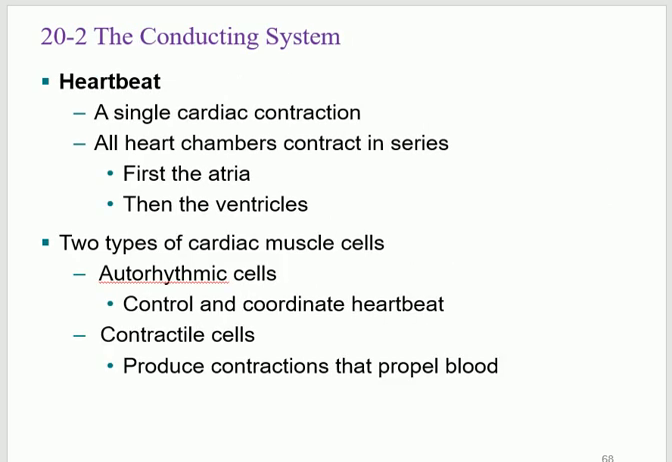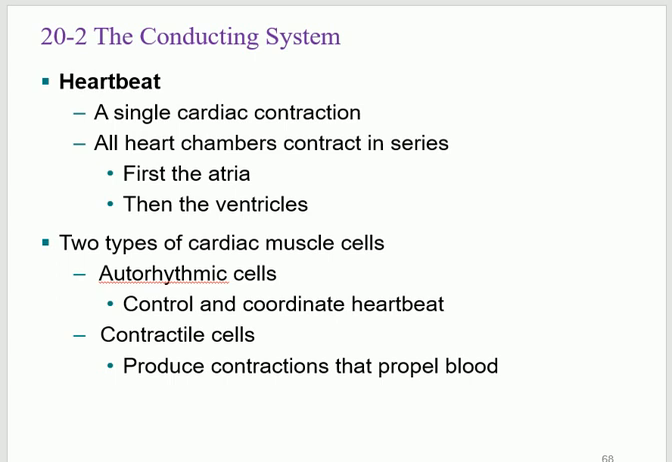So the conduction system of the heartbeat. By definition, a heartbeat is a single cardiac contraction. The heart contracts like this. Look at this. These are the atria on top, and these are the ventricles. The heart does not contract like this. No, it contracts like this.